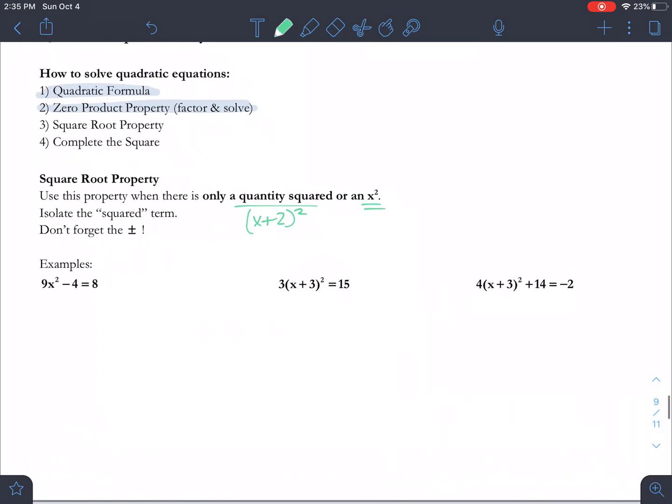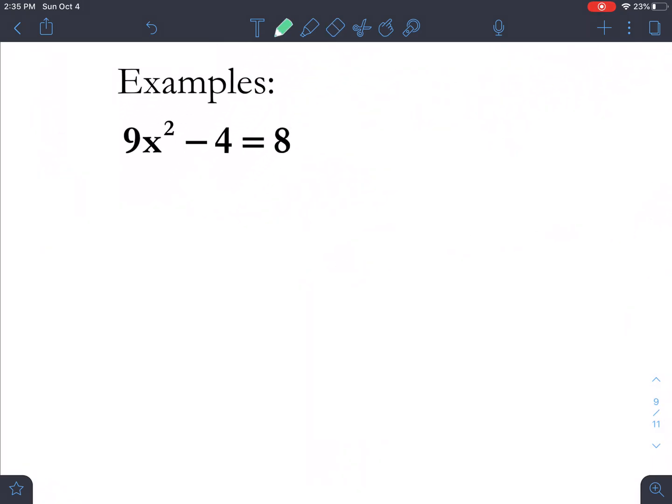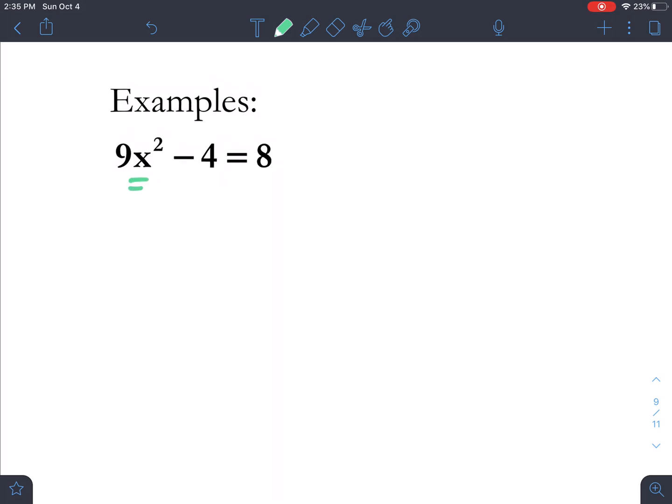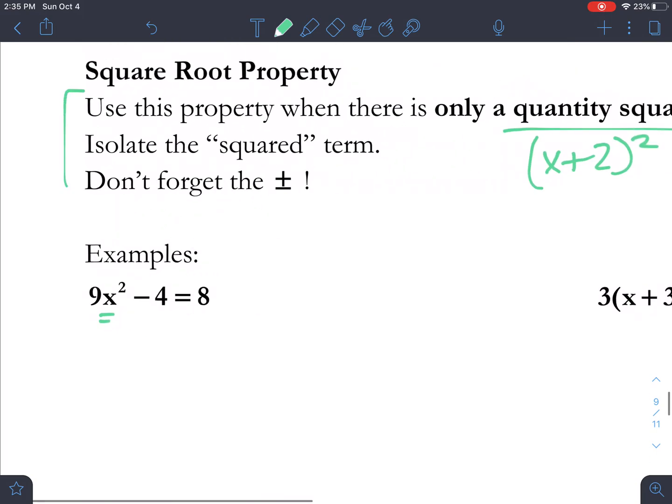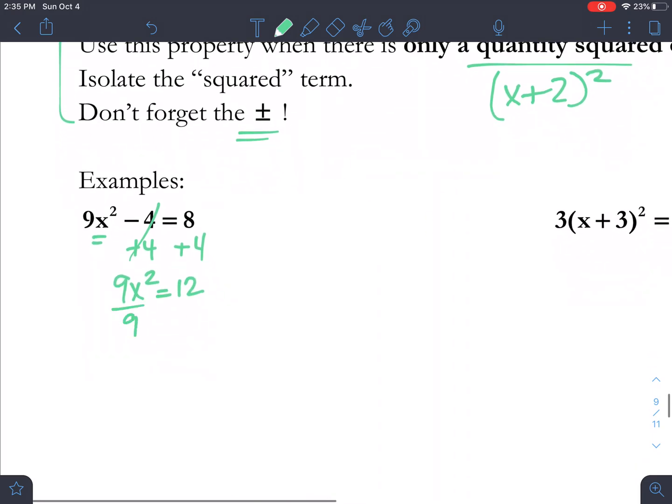So if you didn't write those down, no worries. We're going to look at some examples right here. So we only have an x squared term. It says solve using the square root method. So first thing we want to do is try to isolate the x squared. That's what's going on right here. And then we're going to not forget the plus or minus when we take that square root. So we're going to add 4. 9x squared equals 12. We divide by 9.